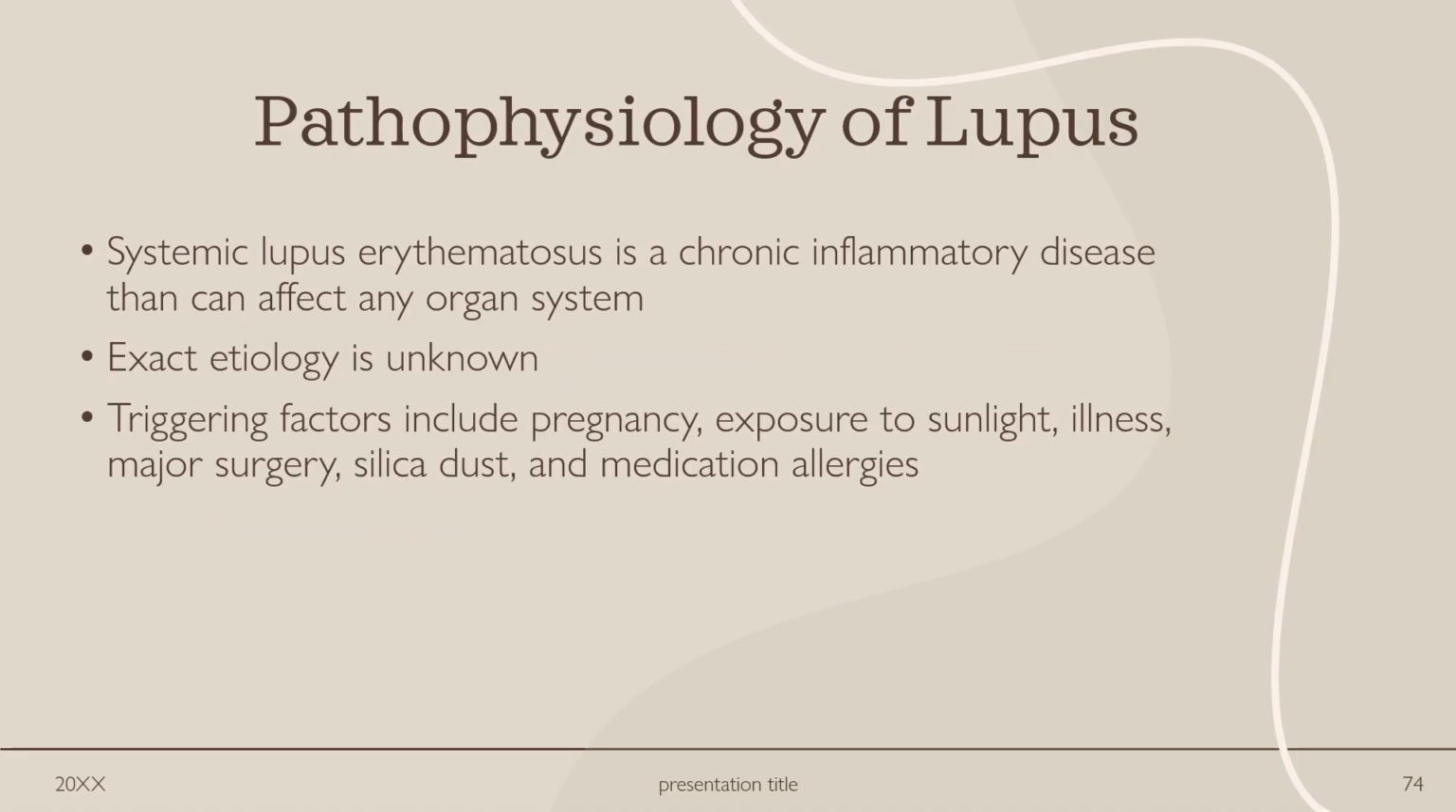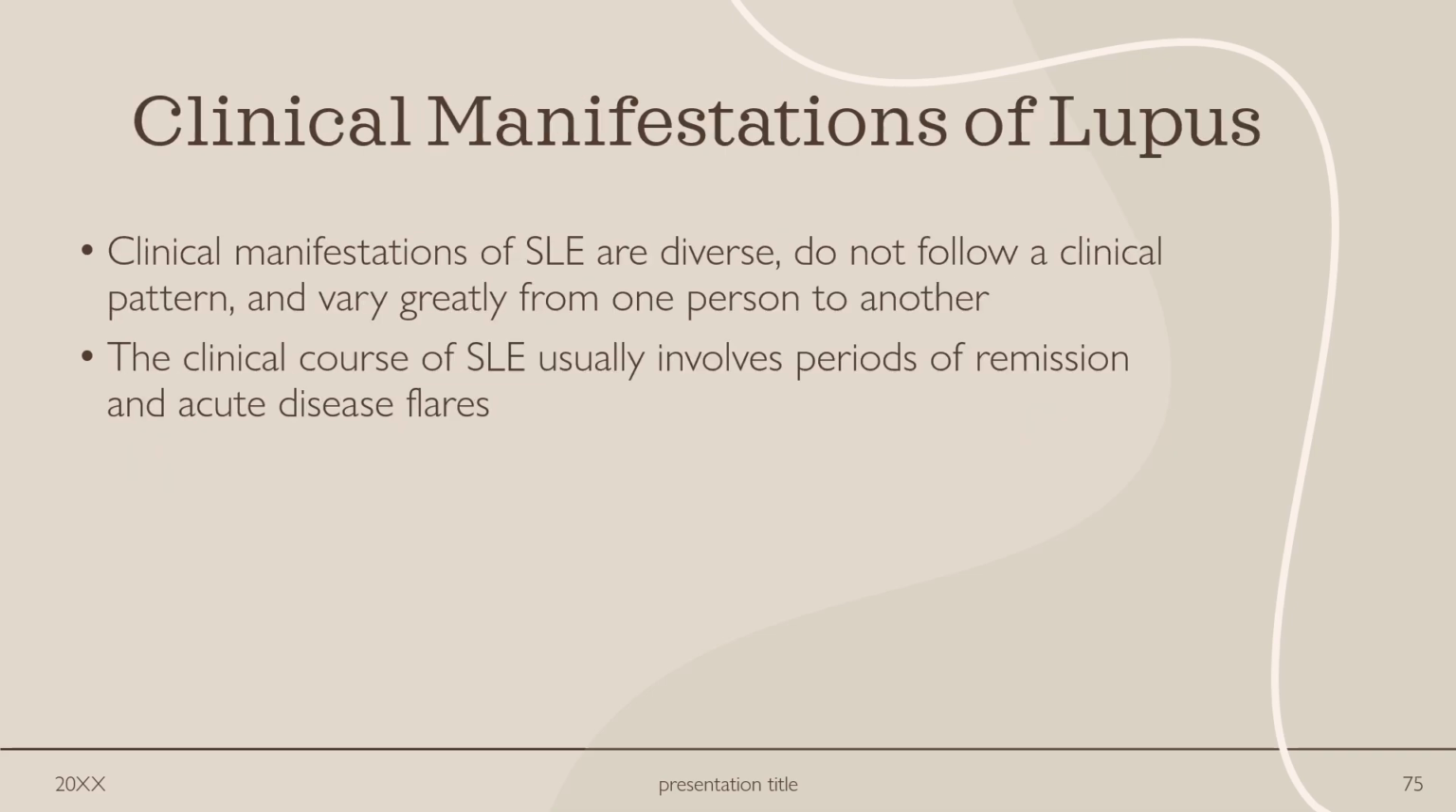So the pathophysiology of lupus: systemic lupus erythematosus is a chronic inflammatory disease that can affect any organ system. The exact etiology is unknown. Triggering factors will include pregnancy, exposure to sunlight, illness, major surgery, silica dust, and some medication allergies.